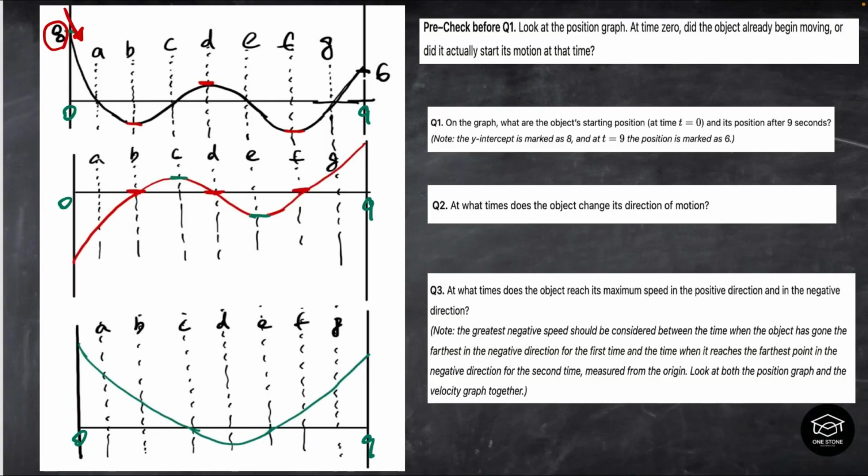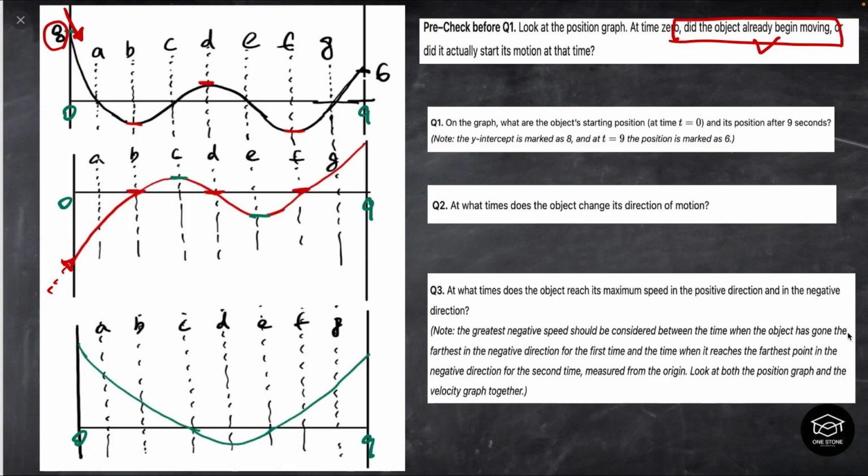This means the object may already have been moving before we started measuring. In other words, time 0 is simply the moment when we begin our measurement, not necessarily the instant when the object first started its motion. So the answer is, the object had already been moving, and time 0 is just the starting point of our observation.